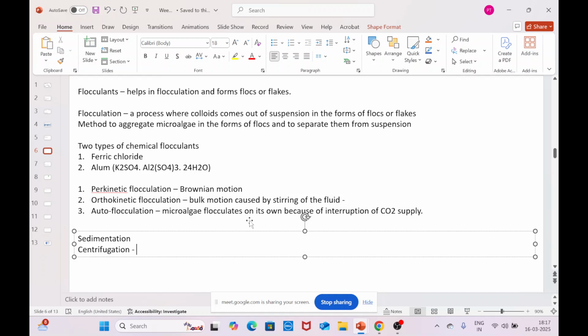So it's centrifugation, which typically uses centrifugal force. Because of the centrifugal force, these particles settle down at the bottom, and the rest of the material can be separated, and the algae can be harvested out.